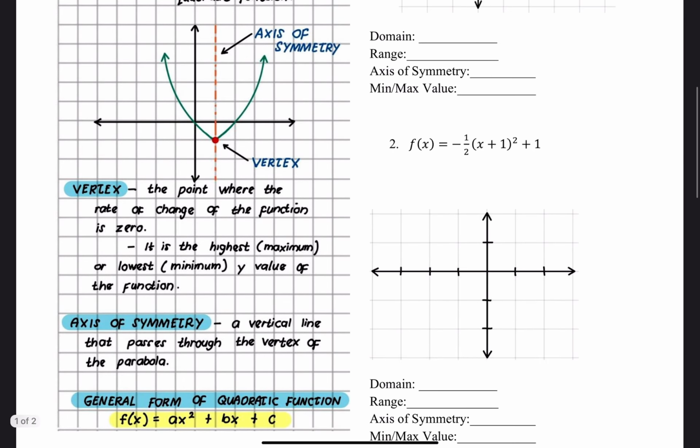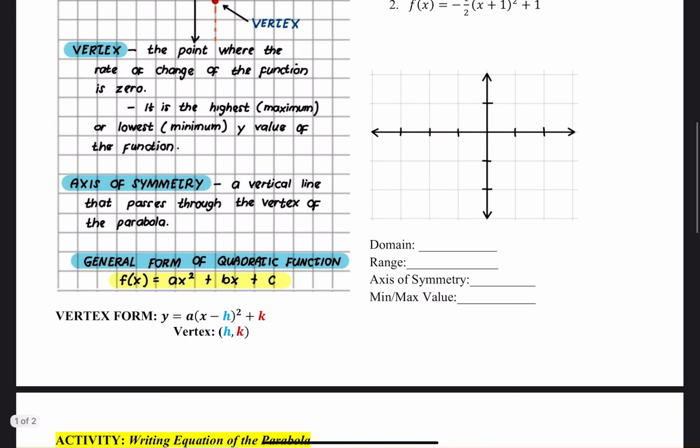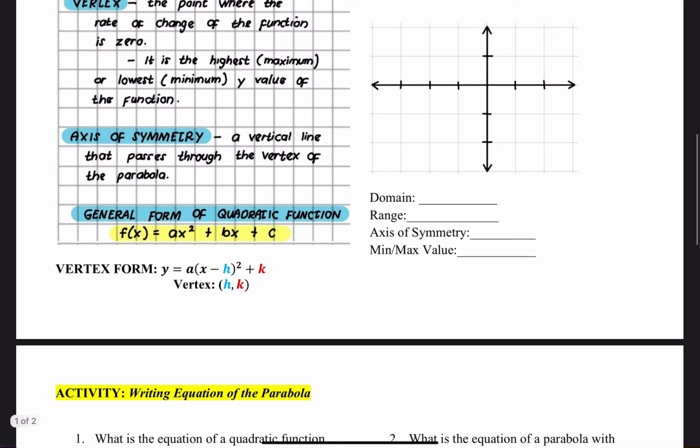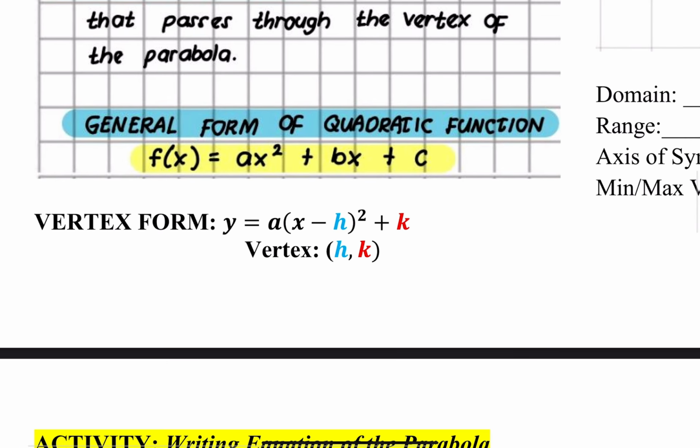Also, we discussed the vertex, the axis of symmetry, the general form, and the vertex form. Today we're going to focus more on the vertex form of the quadratic function. Again, class, just a quick review: the vertex form of a quadratic function is y = a(x - h)^2 + k, wherein the vertex is (h, k).